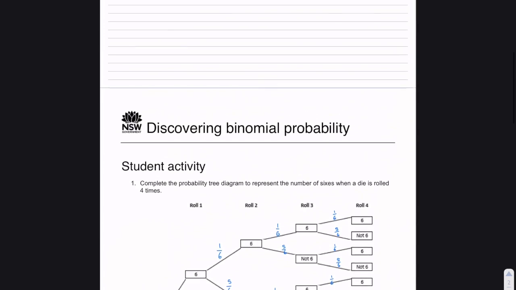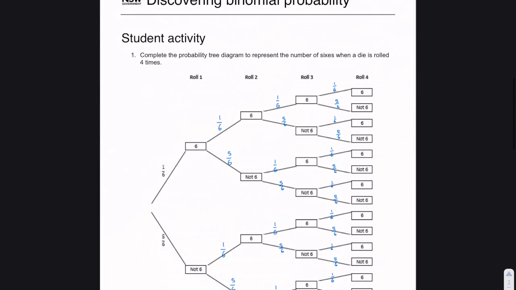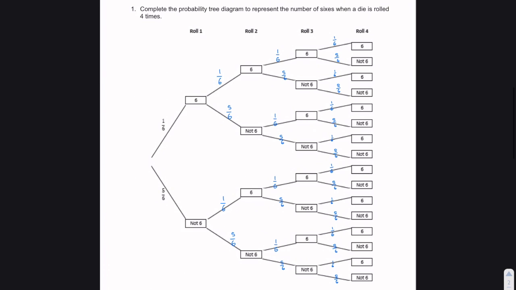Alright guys, let's have a look at this worksheet. Essentially what we're doing is a tree diagram. Literally we roll a dice and it's either a 6 or it's not a 6. Like it could be a 2, 3, 4, whatever. I literally only care about the 6s. So we start here.